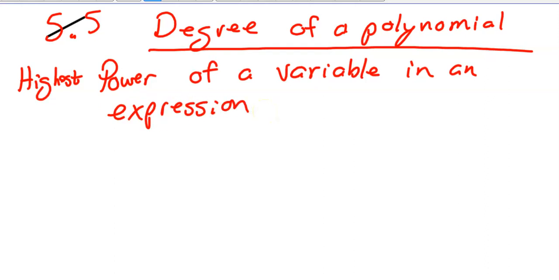So the degree of a polynomial, that's just the highest power. Now, it has to be the highest power on a variable. Sometimes they'll put one with a number. Most of the time they don't, but if they were getting sneaky, they might do something like that. So it's just the highest power of a variable in whatever expression they give to you.